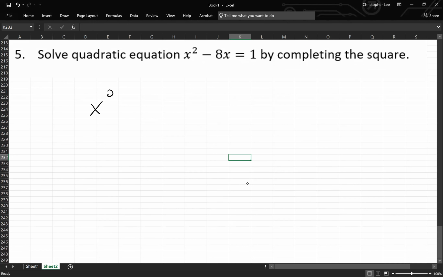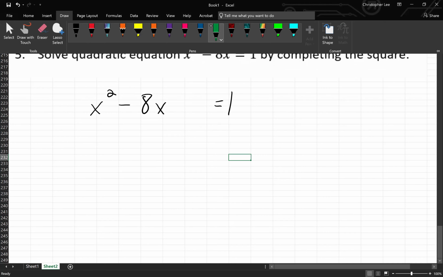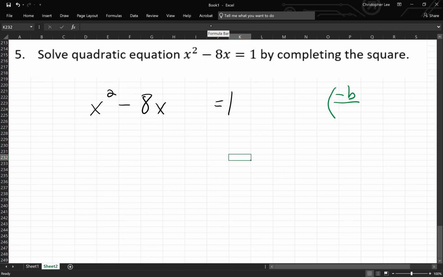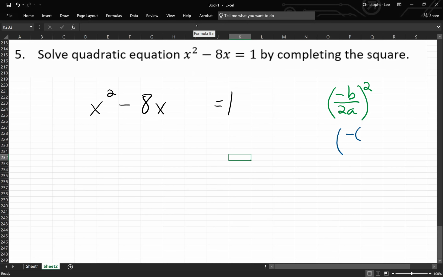So I have x squared minus 8x is equal to 1. And I want to solve this by completing the square, right? Who remembers what that magical formula was we did yesterday? Negative b over 2a, exactly, squared, right? And then after that, what do we want to do? We just want to plug in our numbers. So in this case, what's my b? Very good. Negative 8 over 2 times 1.